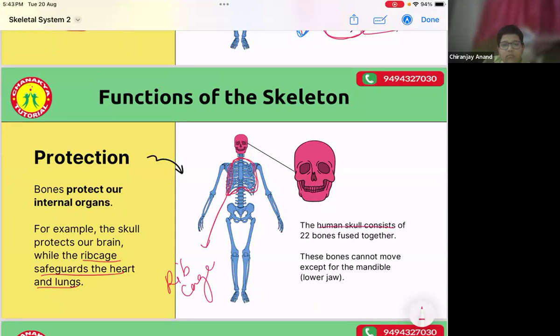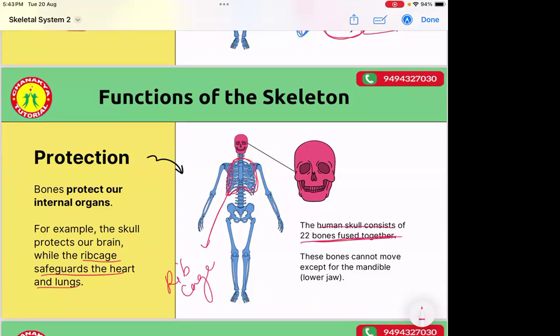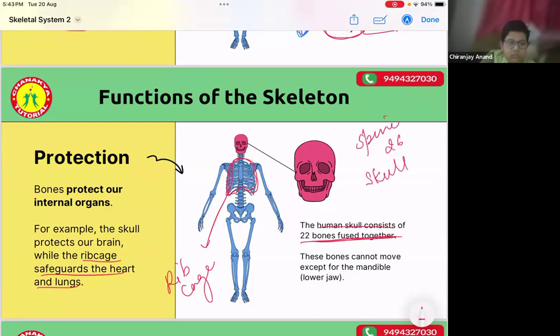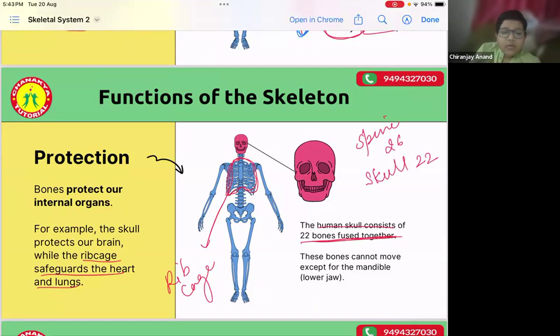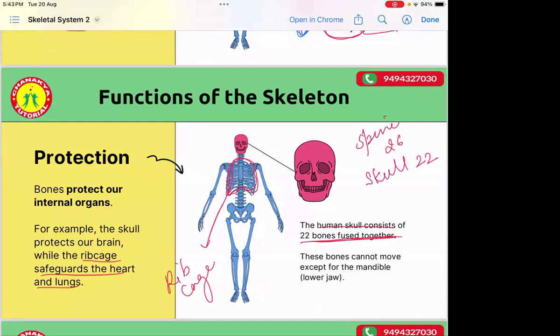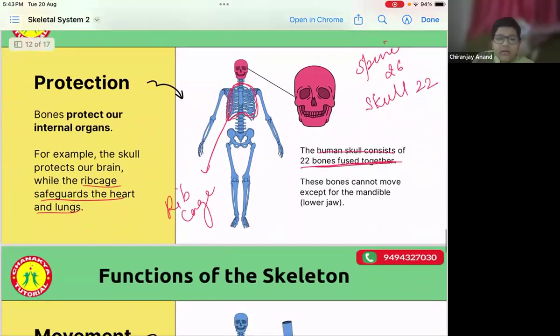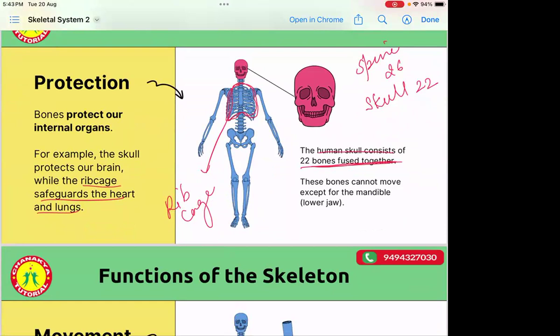So the human skull consists of 22 bones fused together. See, in the spine, 26 bones were there, whereas in the skull, there are 22 bones joined together. 8 bones are the uppermost part, and the lower bones are 16. So these bones cannot move except for the mandible.